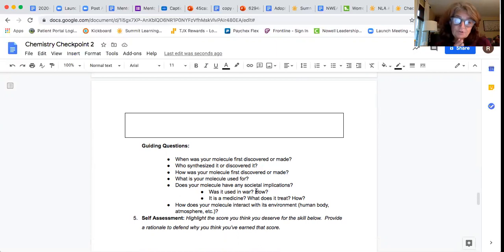For instance, if you chose Agent Orange, you could talk about how it was used in the Vietnam War and what are the long-term effects. Is it a medicine? What does it treat and how does it treat? Does it interact with the environment, with the human body, with the atmosphere? We learned a lot about that. Okay.